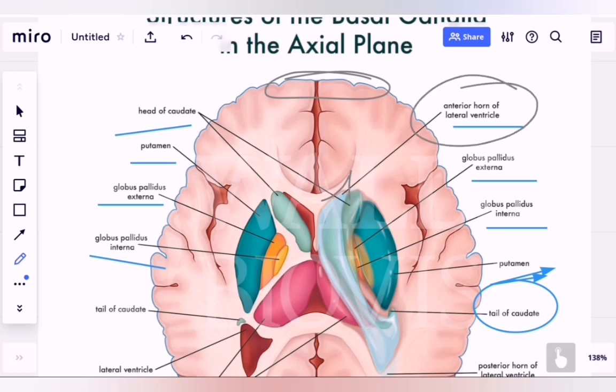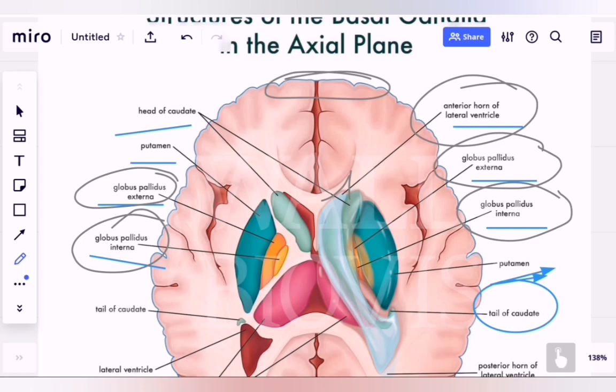Then comes the globus pallidus externa. Here you can't see it clearly. You can see on the left side the globus pallidus externa, indicated in orange color. Then comes the globus pallidus interna, on the other side, indicated in yellow color. Then comes the putamen, indicated here in green color. Normally in books it is represented as white-gray color, so don't get confused. This is the color representation I have given so that you can easily recognize it.